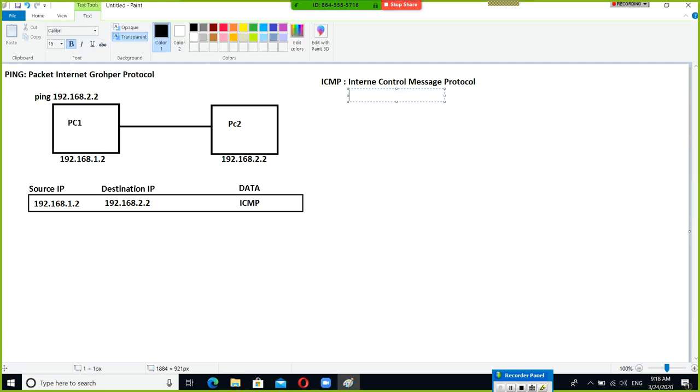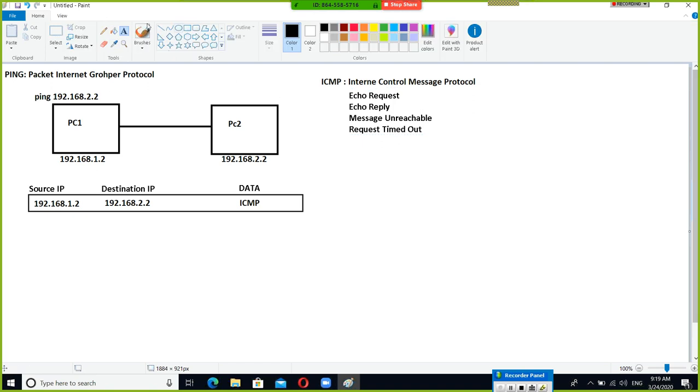Now ICMP has various messages. One is echo request. Second is echo reply. Then unreachable and request timed out. These are four of the various messages we are concerned about when we talk about ICMP messages.